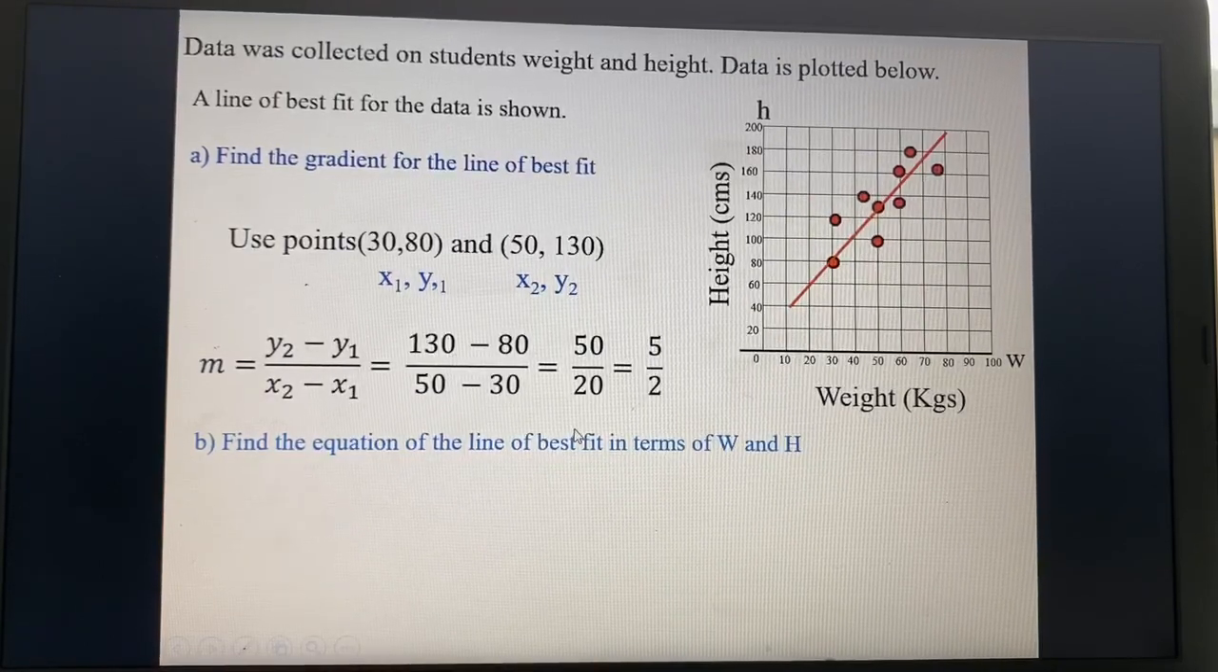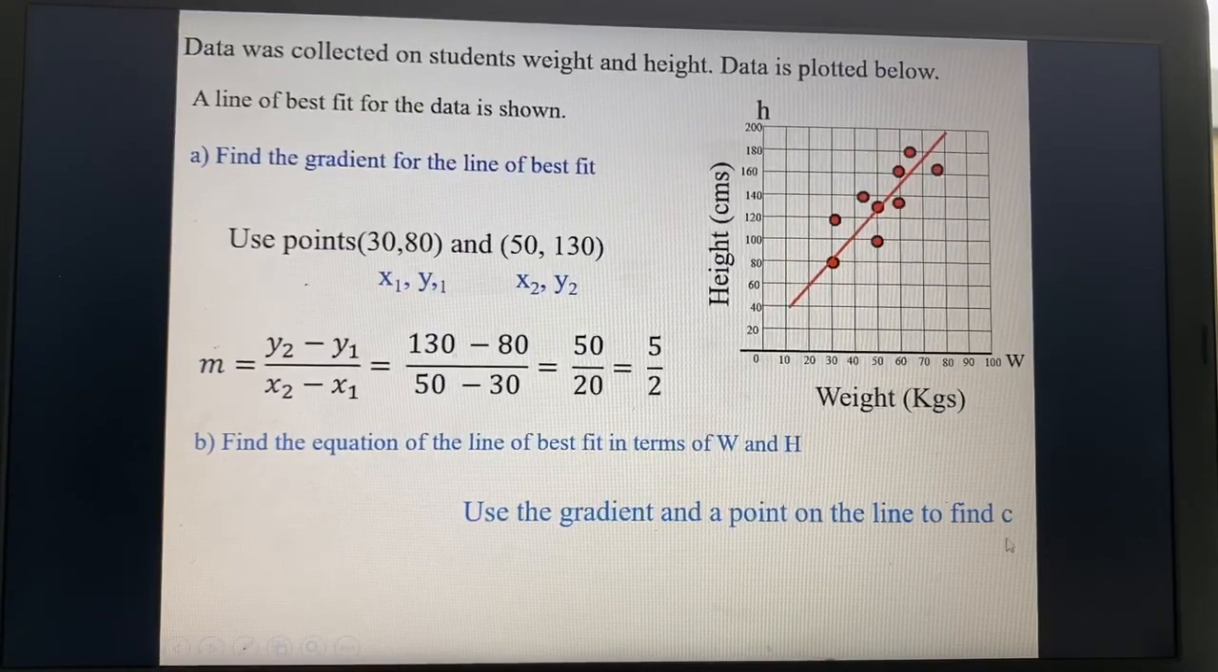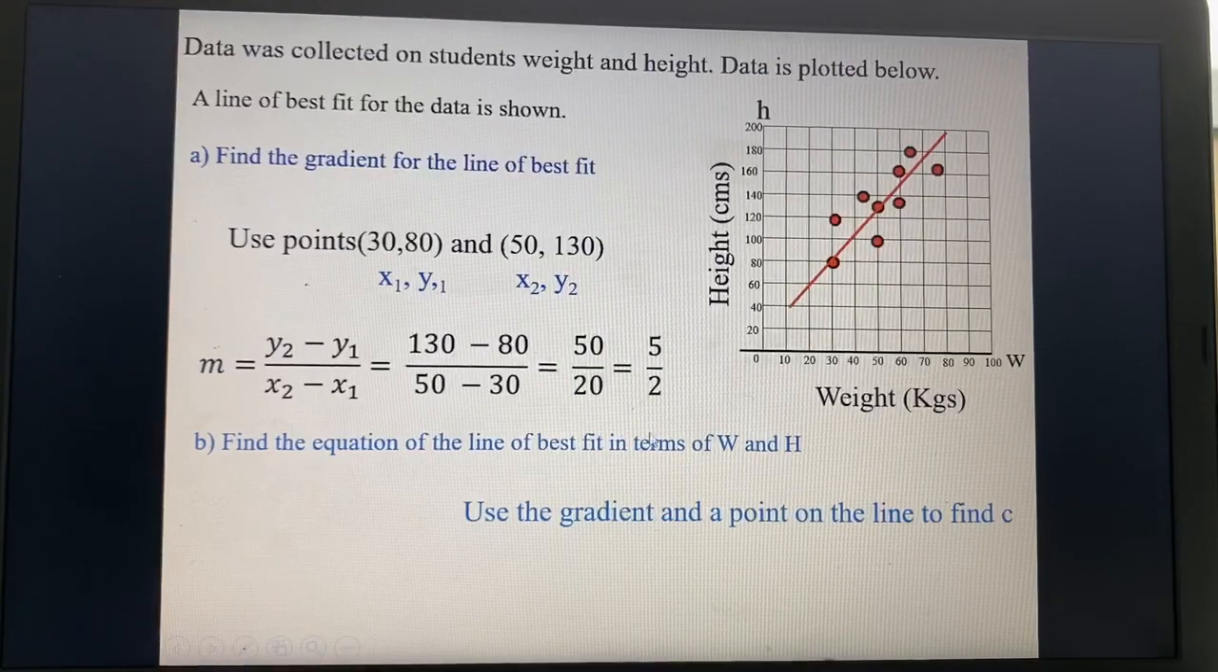What we want to think about first of all is in terms of X and Y, what we're used to, what we're comfortable with, and then we'll deal with the W and the H. Okay, so remember, finding our equation of a line, we need the gradient and a point on the line to help find C. So we've got the gradient, it's 5/2, and use either of these points, or any other point on the line, but let's keep things simple. Use either of these points, and I'm using 30, 80.